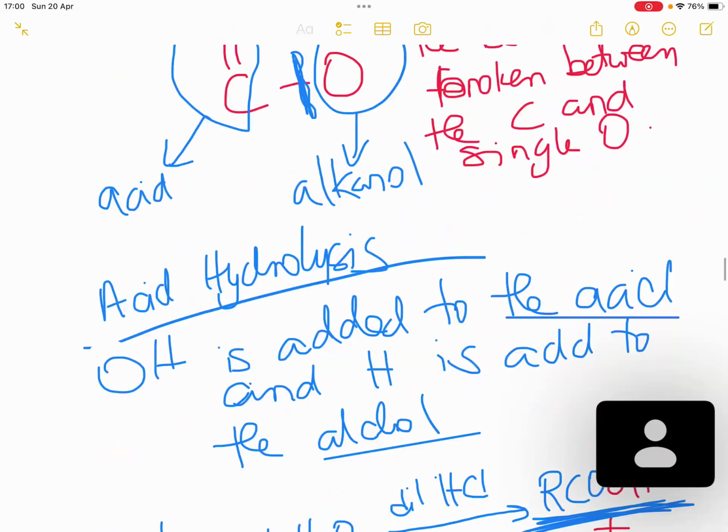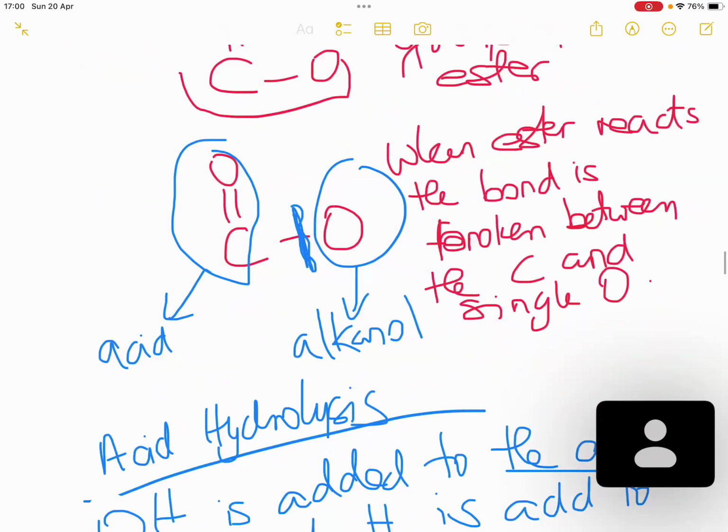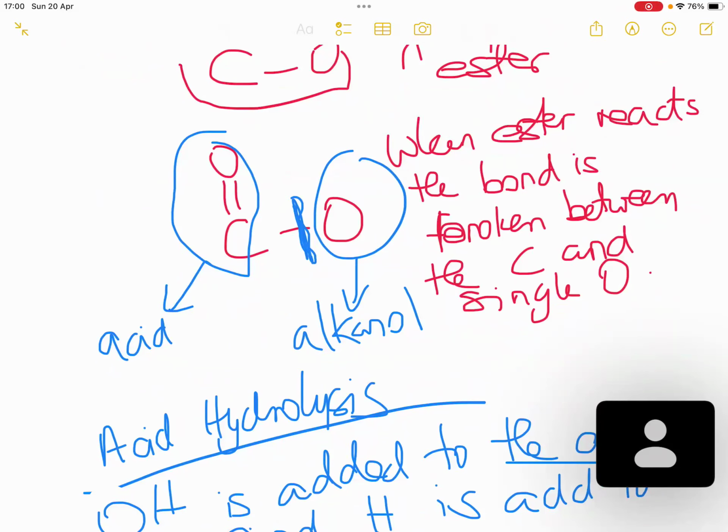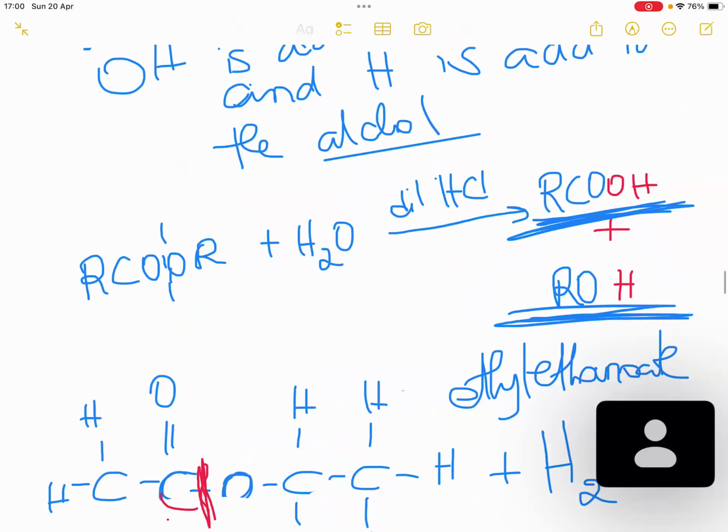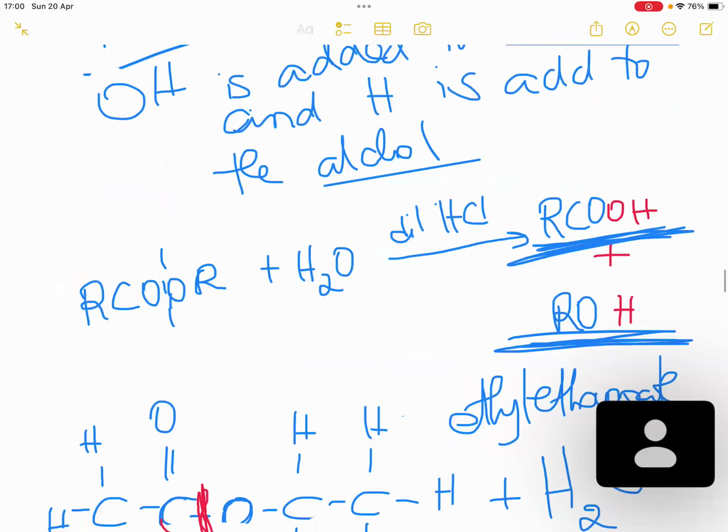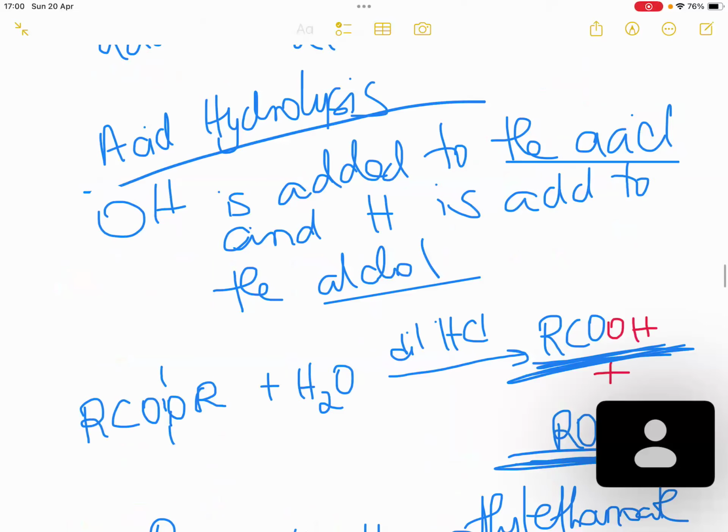In acid hydrolysis, we boil the ester in acid, like dilute hydrochloric acid or dilute sulfuric acid, to get back the water. So in acid hydrolysis, what we're doing is we are adding water. The OH is added back to the acid, and H is added back to the alcohol. So what we're forming back is the acid and the alcohol that we started with.